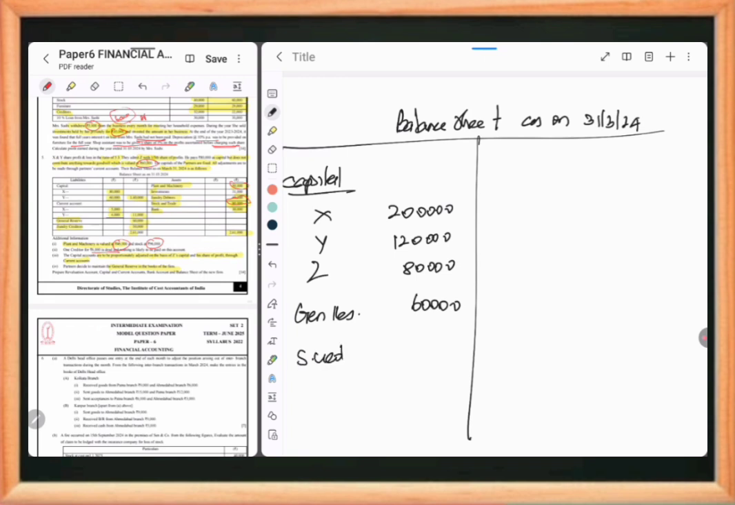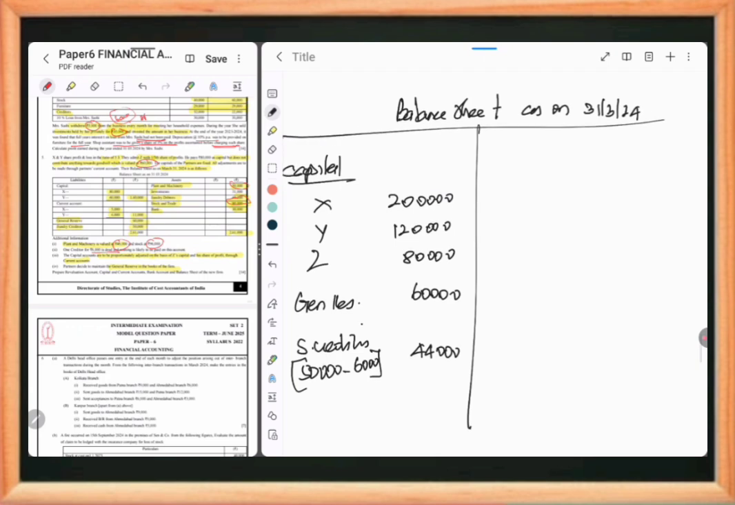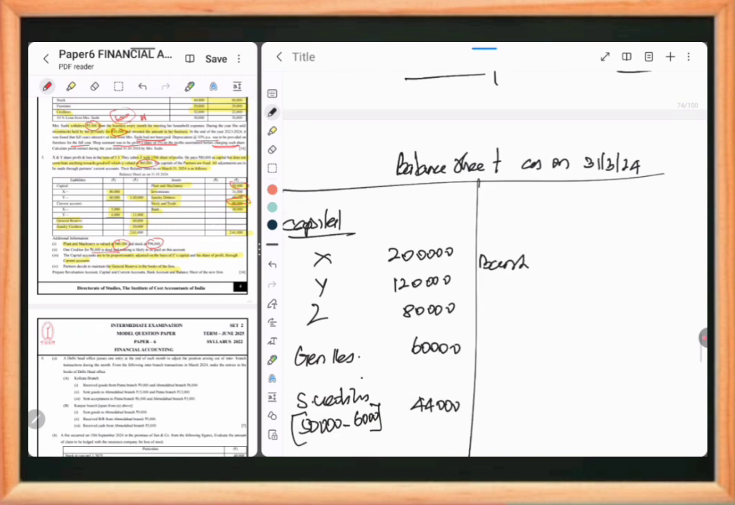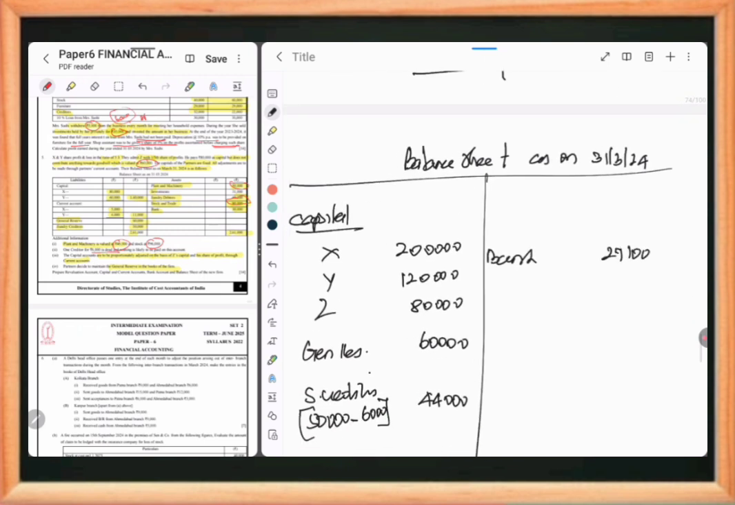Sundry creditors, actual sundry creditors 50,000. One of the creditors died, so that amount need not be paid. It was shown in the balance sheet, in the revaluation account. So if you deduct that amount, only 44,000 rupees will be the creditors. Now we find out the bank balance, that is 2,71,000. And then plant and machinery, the actual value now is 46,000.